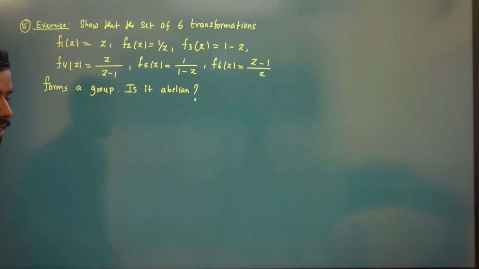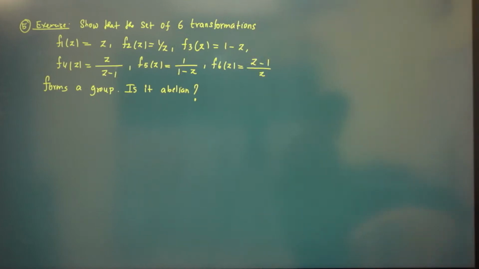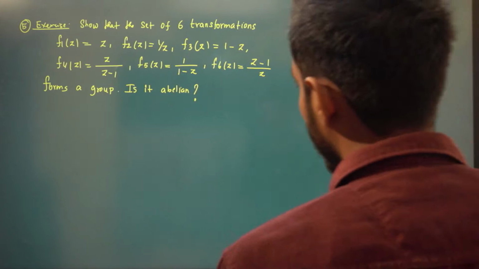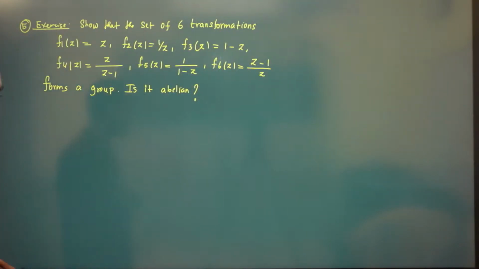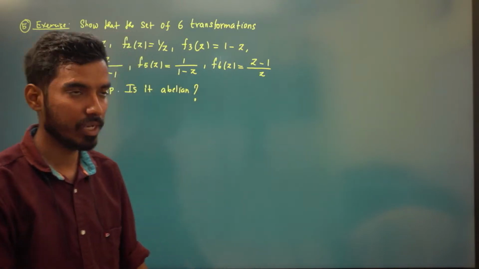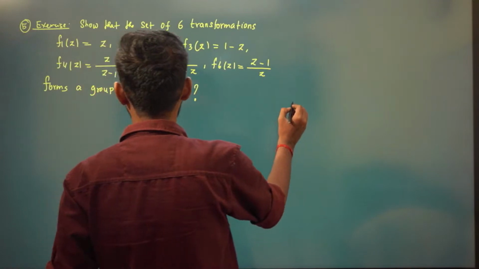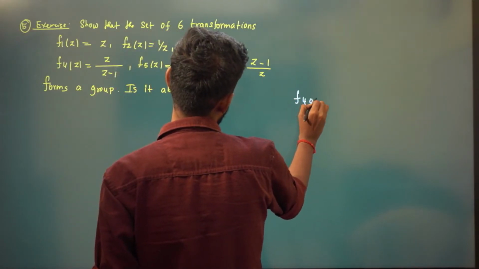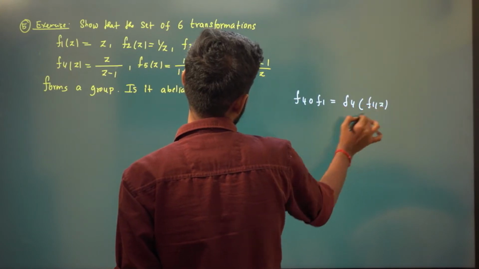Is it abelian? It will not be abelian. You can check it out. If every element is self-inverse only, it will be abelian in composition, right? Similarly, you just have to find the Cayley table with f1, f2, f3, f4, f5, f6. For example, I'll do one example. What is f4 composite f1? So it is f4 of f1 of z.